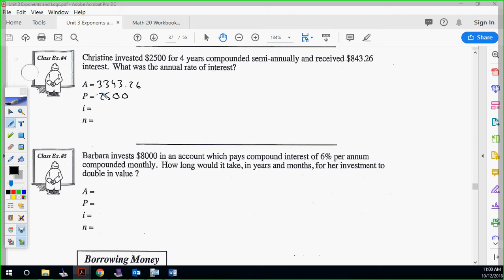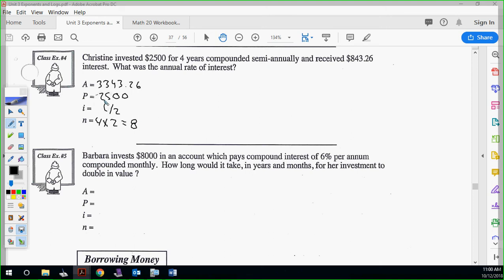Okay, and then we know the time is 4 years, semi-annually, so it's 4 times 2. So 4 times 2, we know that's going to be 8. Okay, so we have everything but I. I is what we're solving for. And it's actually going to be I over what? I over 2, right? Semi-annually. So we're looking at I over 2.